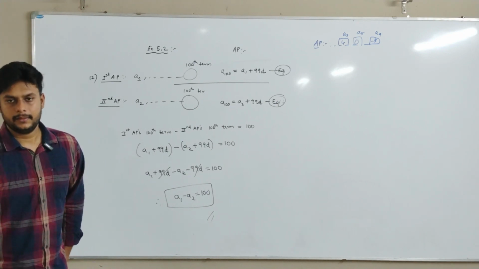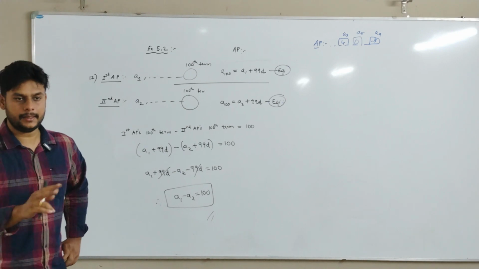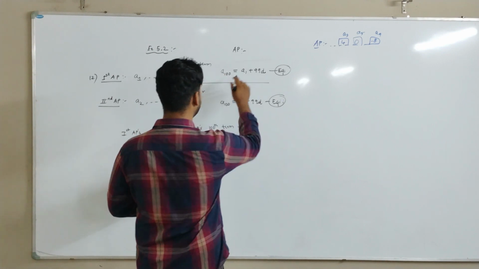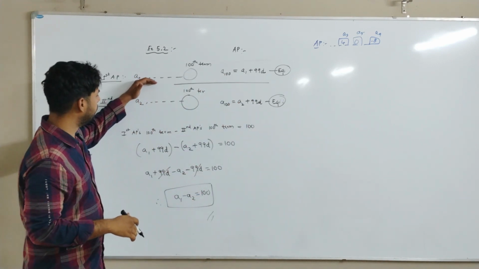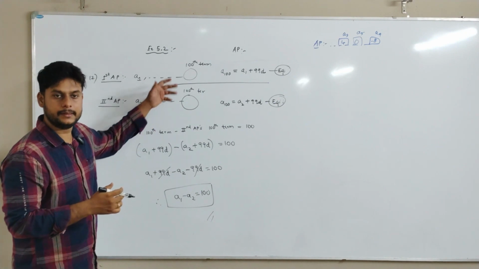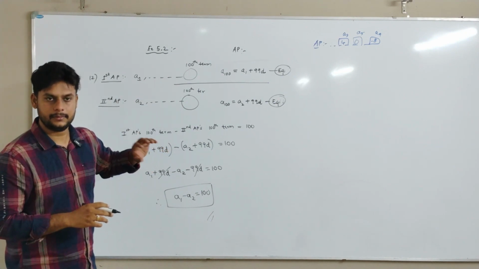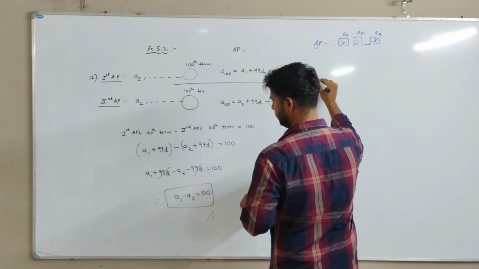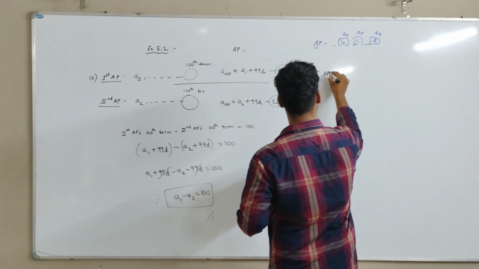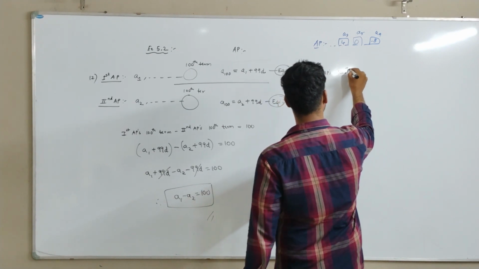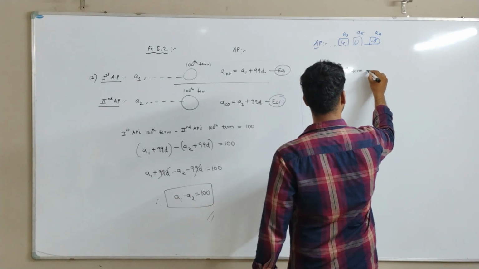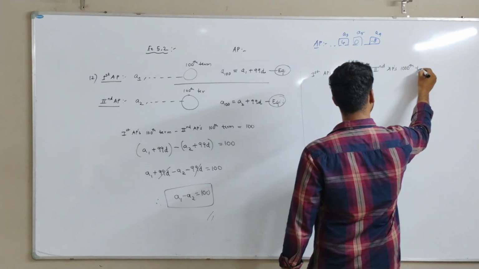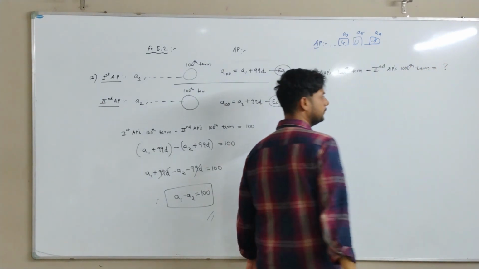Now further read the question. What is the difference between their 1000th term? The difference between the 100th term was said to be 100. Now he is asking what the difference is if I go further to the 1000th term. This 1000th term minus this 1000th term, what is their difference? Clear the question? So the first AP's 1000th term minus the second AP's 1000th term is equal to what he is asking.